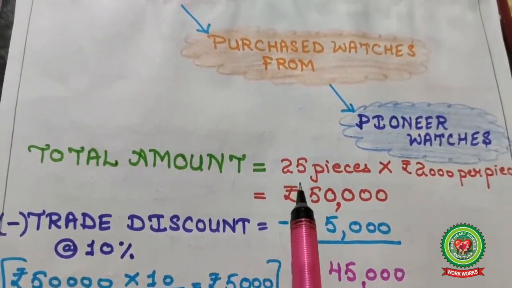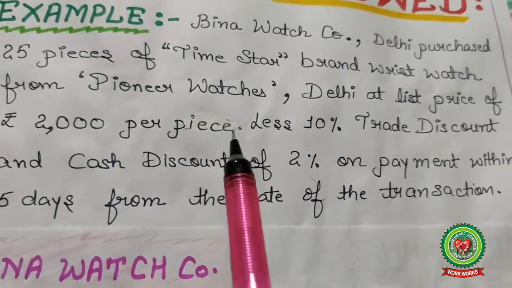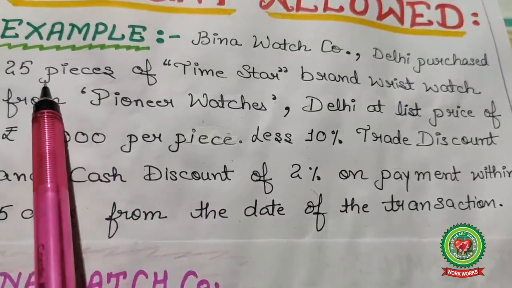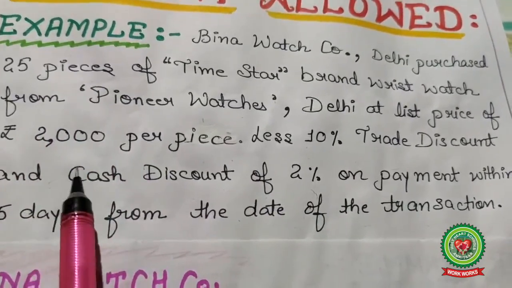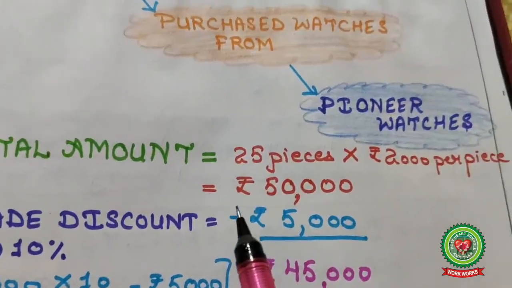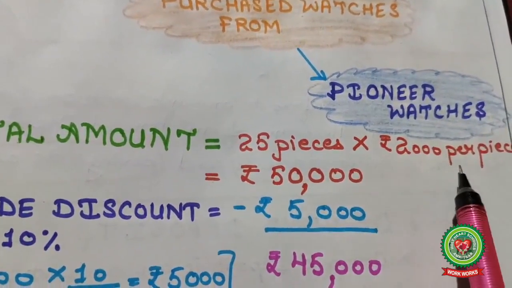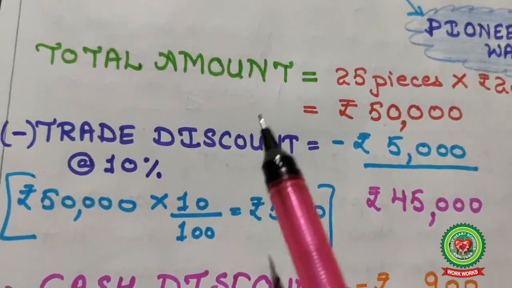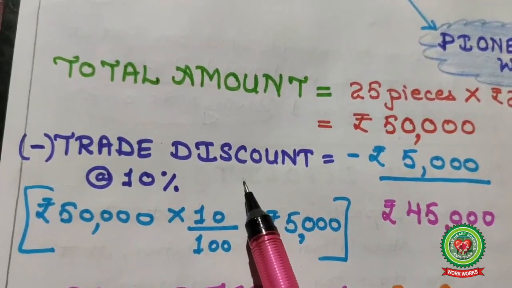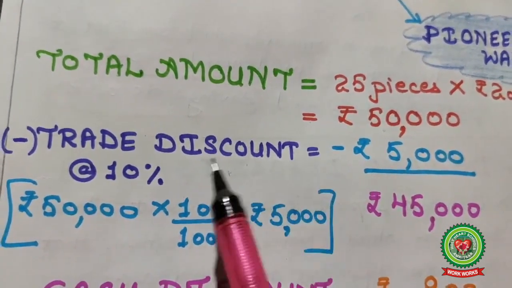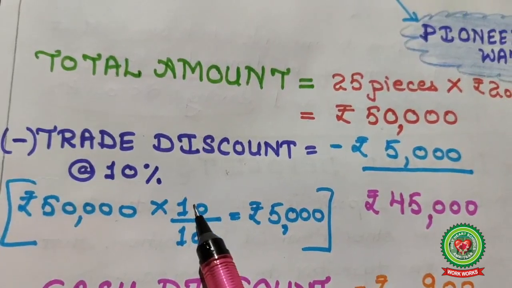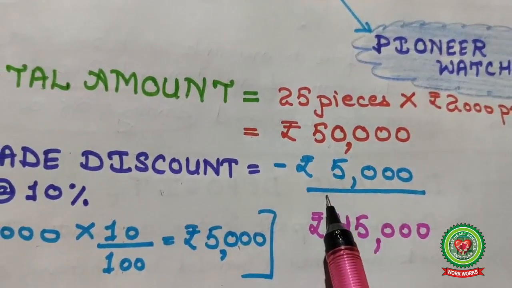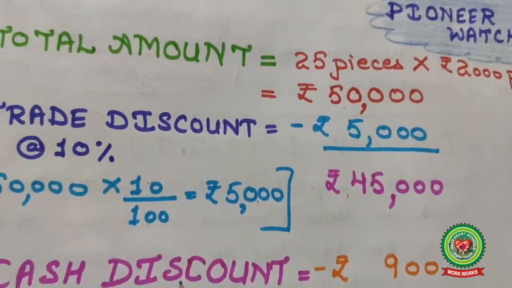Total amount is equal to total pieces multiplied by price. How many pieces are available? 25 pieces, per piece 2000. Total amount, 25 pieces multiplied by 2000 per piece, is 50,000. First of all, the dealer provided trade discount. On 50,000, 10% trade discount: 50,000 times 10 divided by 100 is equal to 5,000. 50,000 minus 5,000 is equal to 45,000.